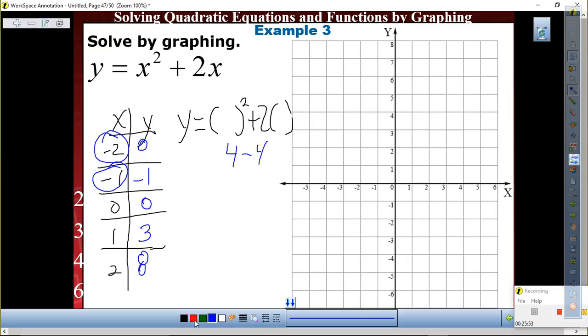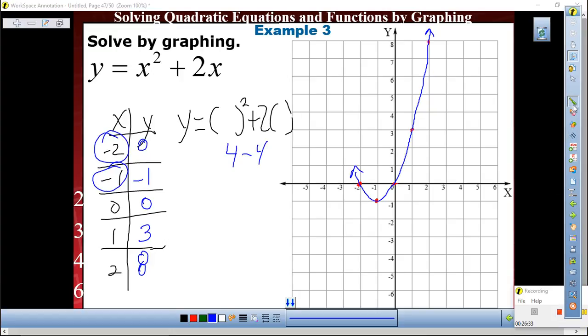Let's plot those. We got negative 2, 0. Negative 1, negative 1. 0, 0. 1, 3. And 2, 8. Once again, those of you that are artistically challenged, go slow from left to right. Slowly, go through each point, curve it, and arrows at the end. Now that we have a parabola, let me show you the solution to these and see if it confirms what you were thinking as to how to find the solution. Here it goes.